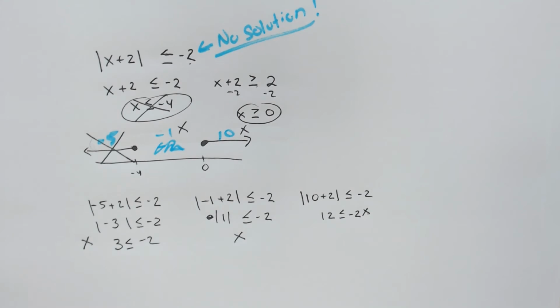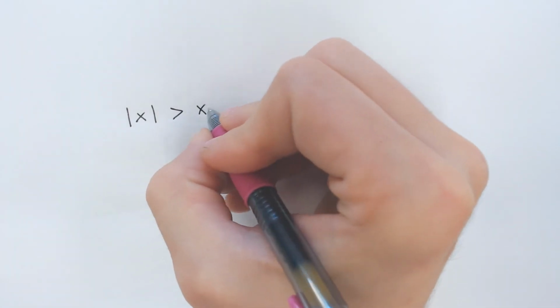All right? Let's try another one. Let's try something that's a little more sophisticated. Let's try the absolute value of x is greater than x minus 1. Sophisticated indeed. This one's probably going to be the last one we do.